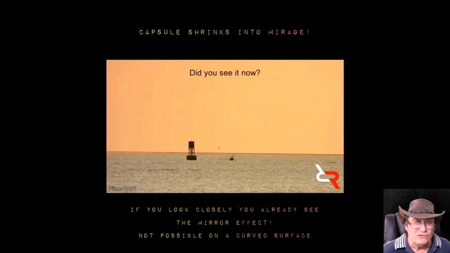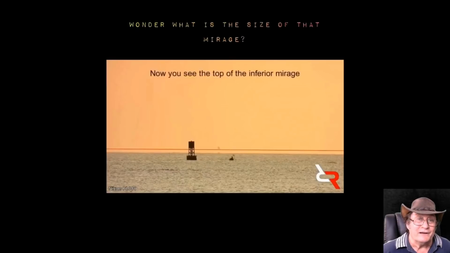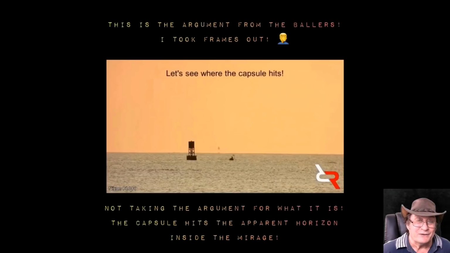And number two, reflections off a curved surface are perfectly okay. Have a look at this. Who said reflections can't work on a curved surface? I wonder what the size of that mirage is. Well, it doesn't really matter. It's on the surface of the ocean. What does it matter? The top of the mirage is the real horizon. And not quite where you had it.